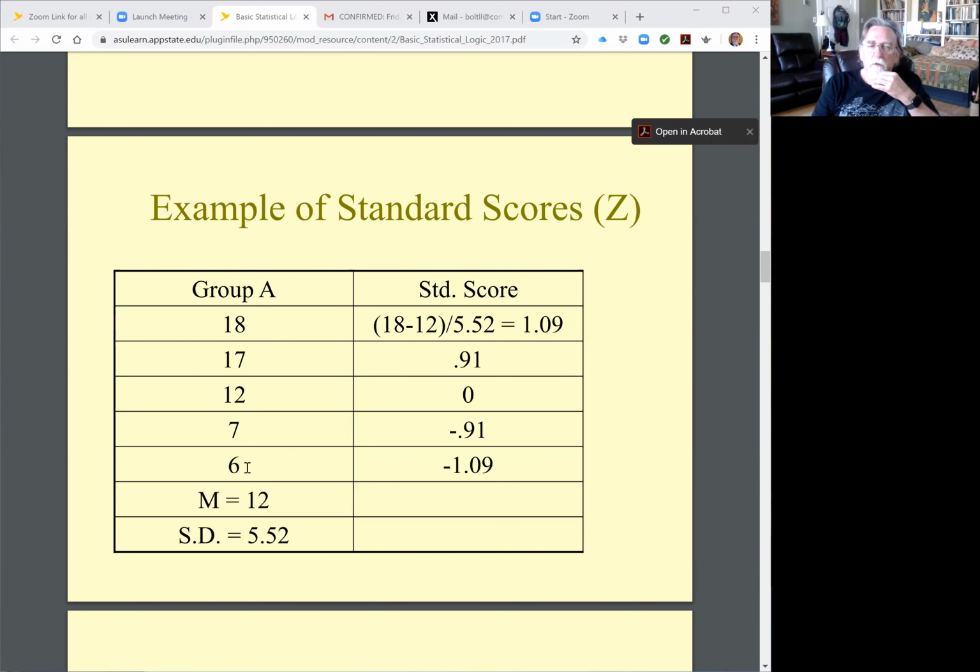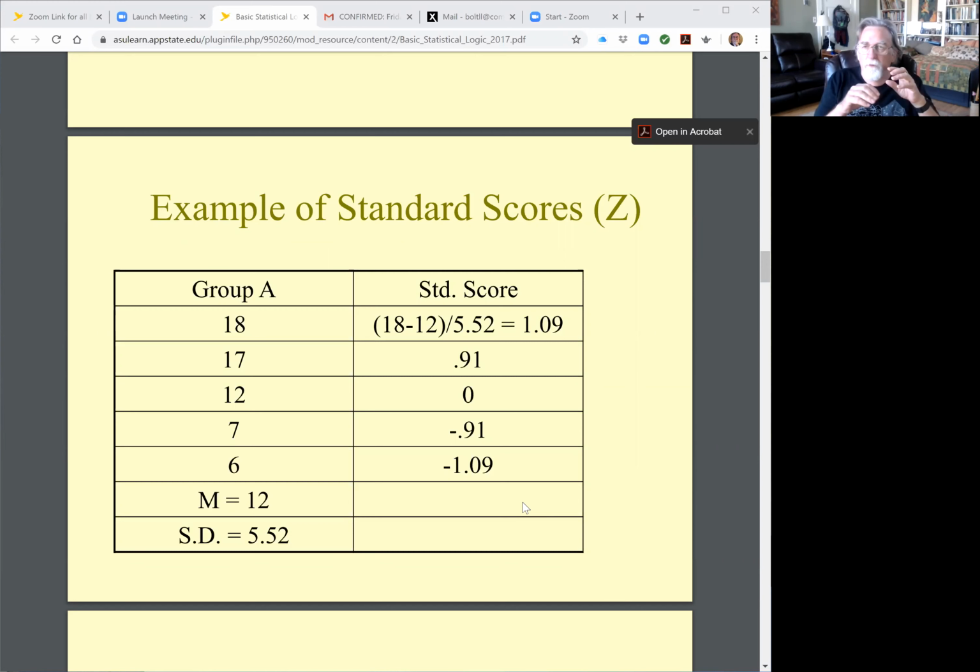Now, if we go down the other way and we take the lowest quantity here, 6, subtract 12 is minus 6, divided by 5.52 is minus 1.09. Now, you begin to see some of the inherent nature of standard scores, in that they are clustered around a mean value of 0, which represents the mean of the sample or the mean of the population, primarily the mean of the sample. And you see that they are somewhat symmetrical.